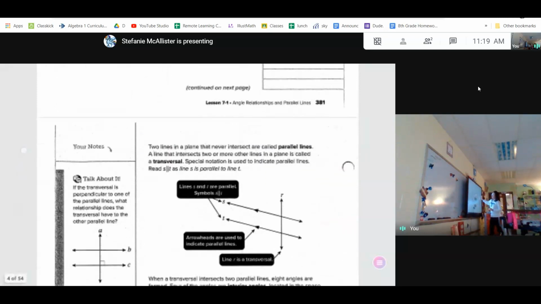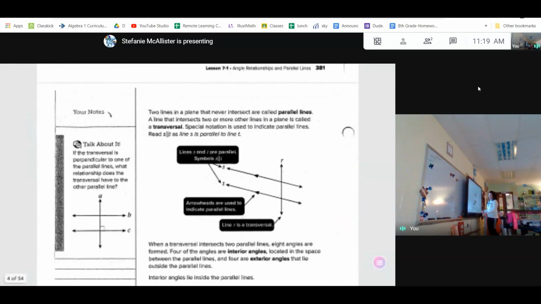Now, as we go further through here, we also have symbols for our parallel lines. So look at my parallel lines here. That's S and that's R. Line S is parallel with line R. You can tell that because of the arrows. Sometimes you see tick marks. But those are parallel lines. If that's the case, this is our transversal, and it intersects two or more lines.